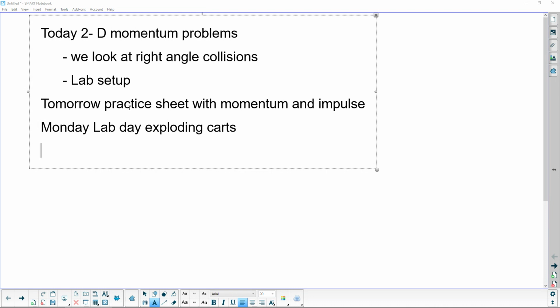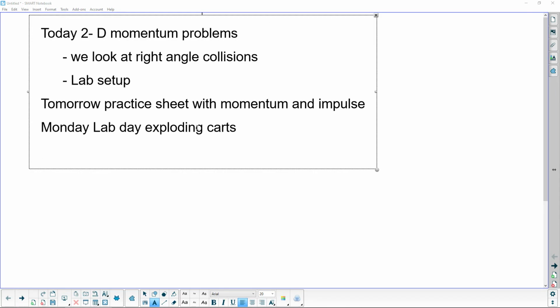Tomorrow I have a practice sheet with momentum and impulse on it. You're going to work on that. While you're working on that tomorrow, I'm going to set up the exploding cart lab and demonstrate it while you're working on practice problems so that you can see what I'm talking about. And I'm going to do a couple of them here in Vanguard to show you what it looks like, okay, on camera, so that everybody will have an idea what I'm talking about.